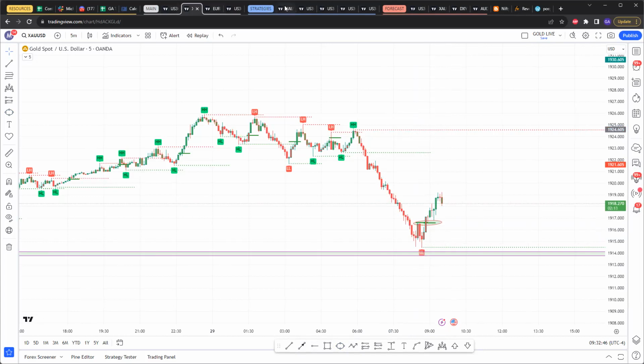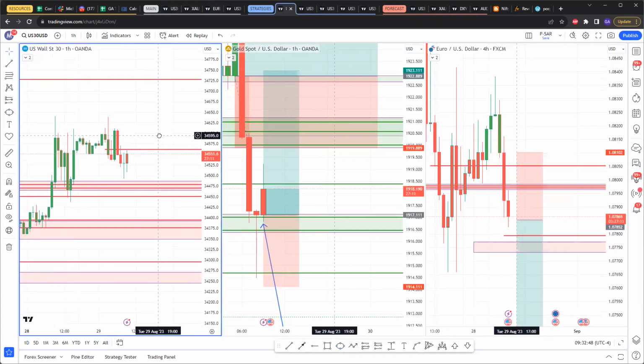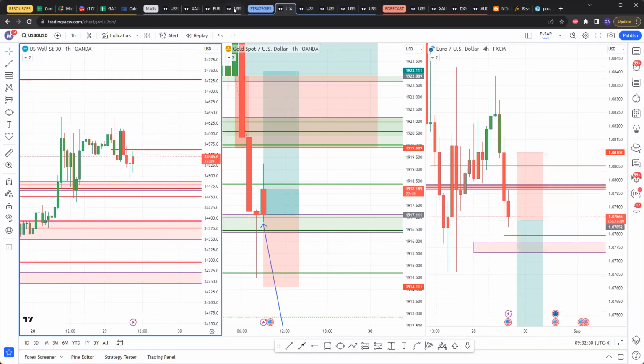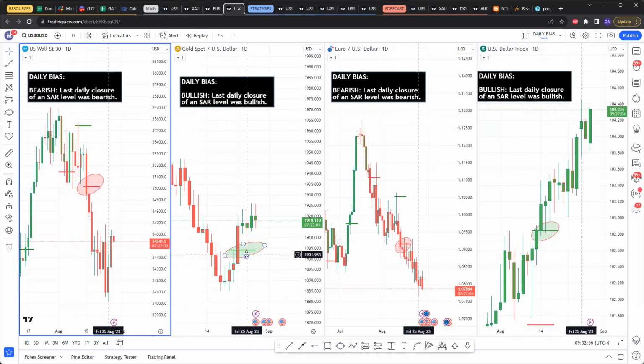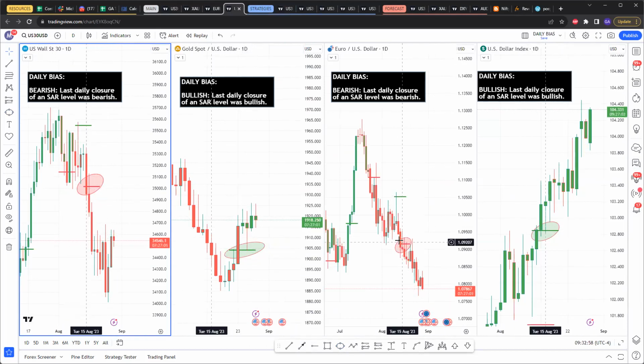So let's see what else. US 30. Nothing really on US 30. Looking at the daily bias, US 30 daily bias is still bearish. Gold daily bias is bullish. EU daily bias is bearish. The DXY daily bias is bullish.